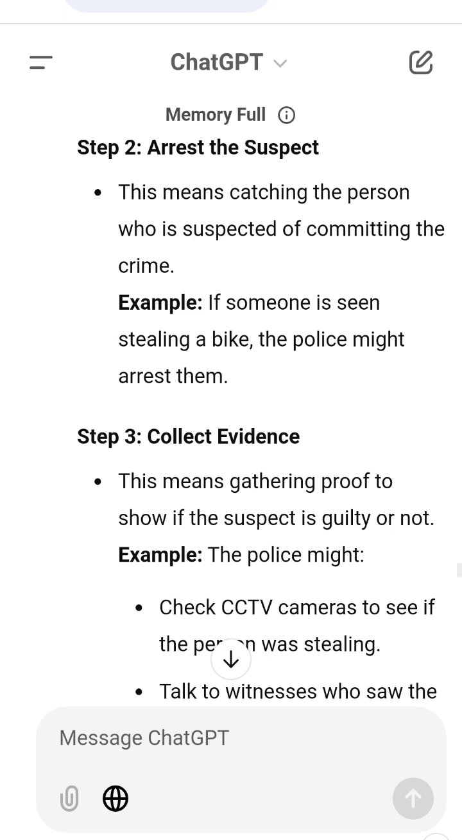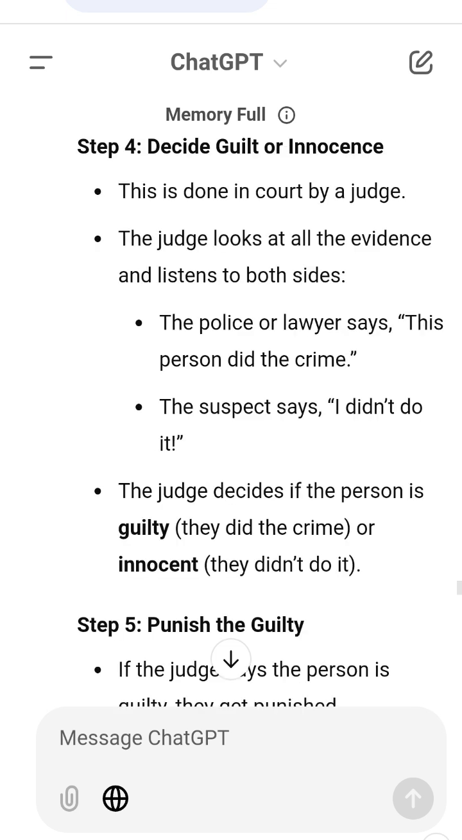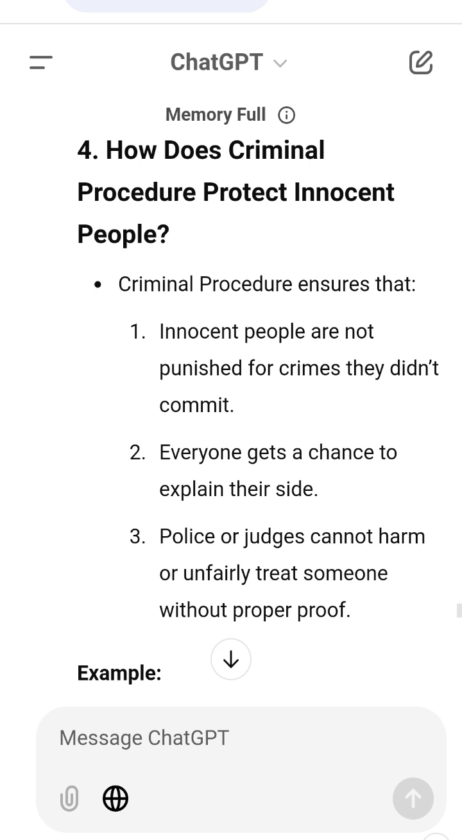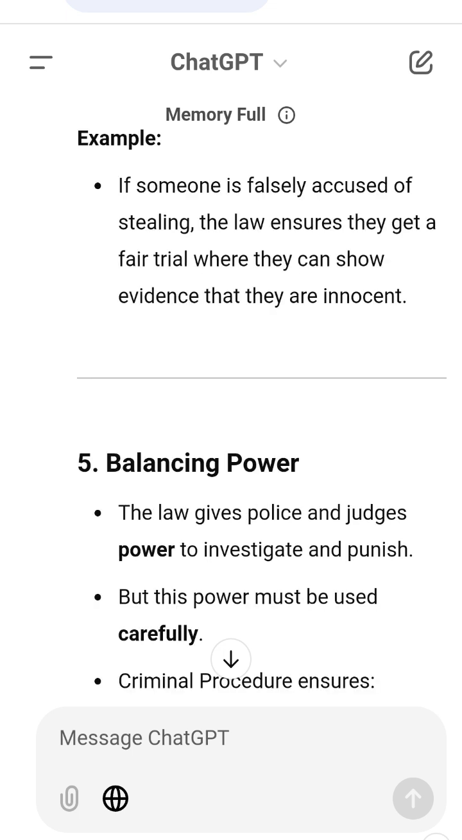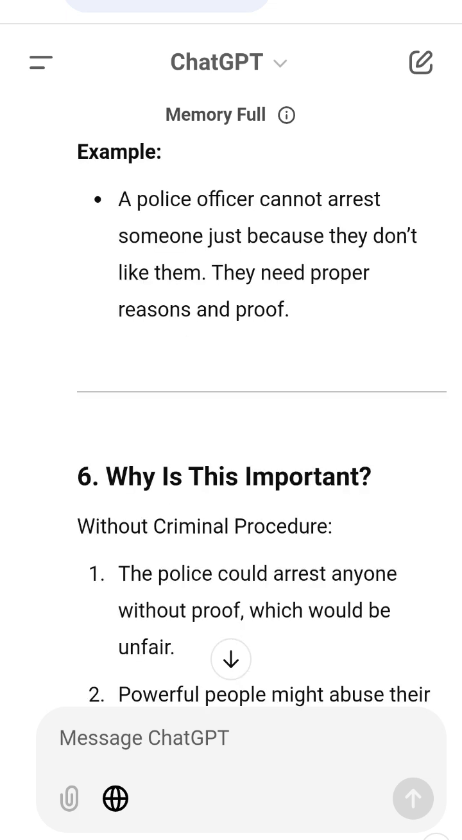7. Example in daily life. Imagine you are in school. Rule: no one should cheat in exams. If someone cheats, the teacher doesn't immediately punish them. Instead: 1. The teacher investigates, finds out who cheated. 2. They collect evidence, check the answers, talk to classmates. 3. They listen to the accused student's side. 4. They decide if the student really cheated. 5. If the student cheated, they get punished. If the teacher didn't follow these steps, innocent students might be punished unfairly. Criminal procedure works the same way in real life.